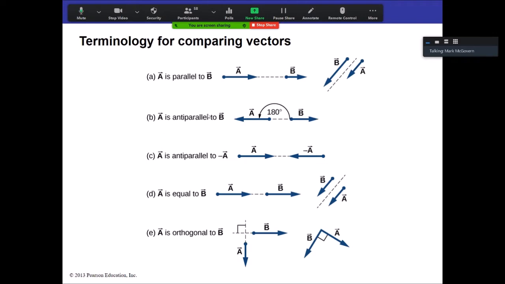Anti-parallel is a word, just so you know. I had some student tell me a while back that that's not an appropriate word. And I was like, dude, you need to calm down. It's just a word.